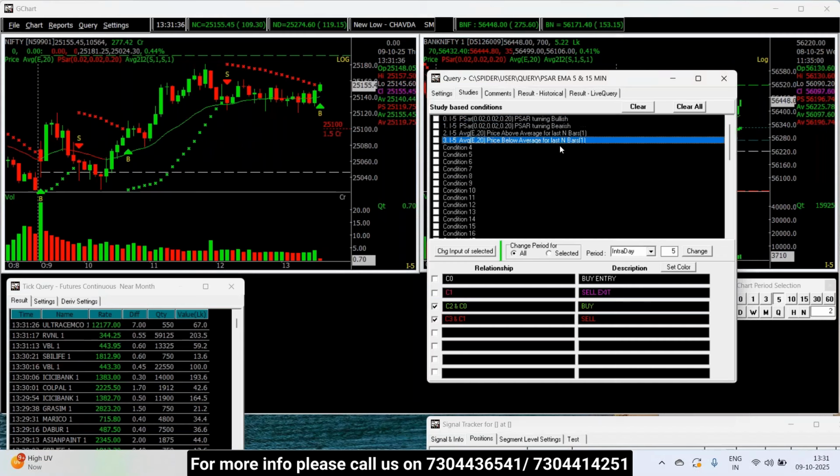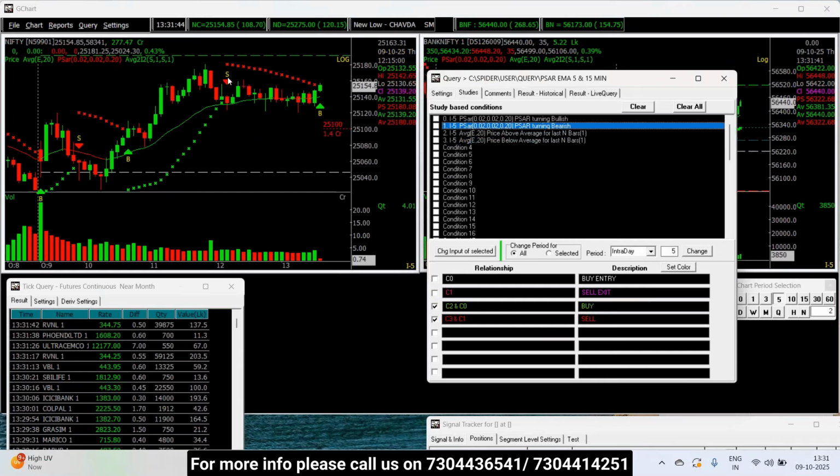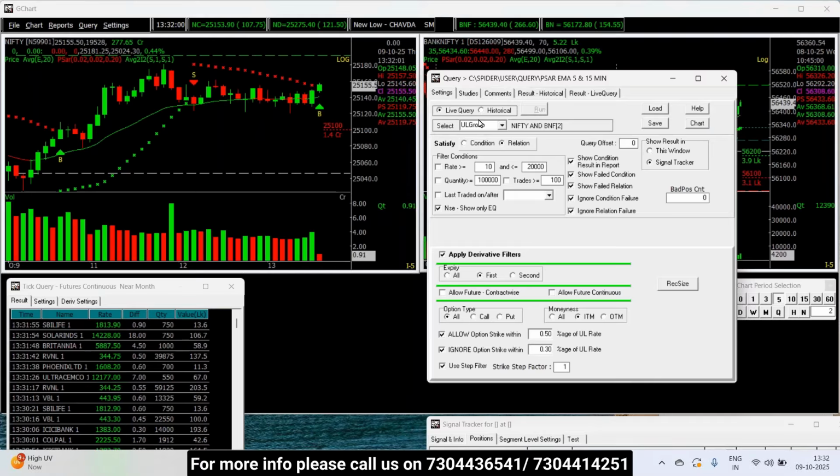Condition 3, price below the average, and it should be bearish after this. Now we got a buy signal here. I'll discuss this. And now, yeah, we got a buy and sell signal. We designed buy and sell signals, and now I'm coming to the settings here.